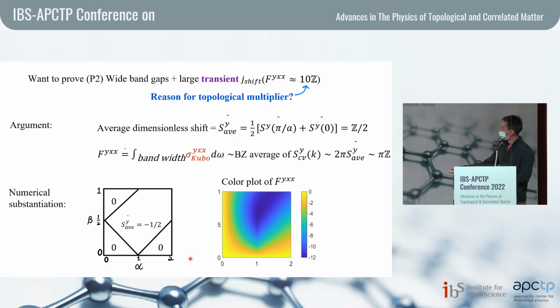This is the numerical substantiation. With the same deformation parameters, the average dimensionless shift is -1/2 in this rectangle here, and 0 in the 3 triangles here. And this is a color plot of the figure of merit. You see that dark blue is about -12 and yellow is 0. So it's consistent.